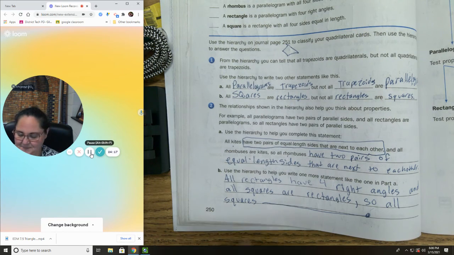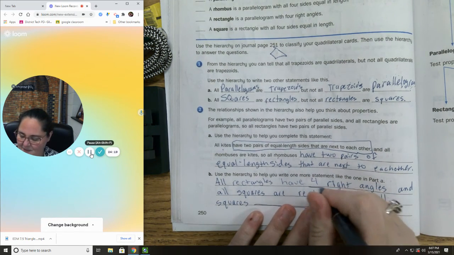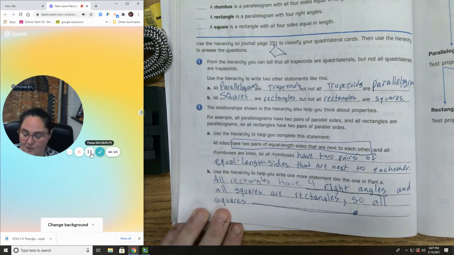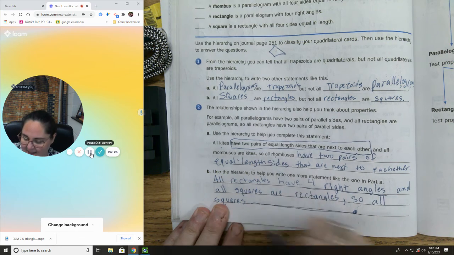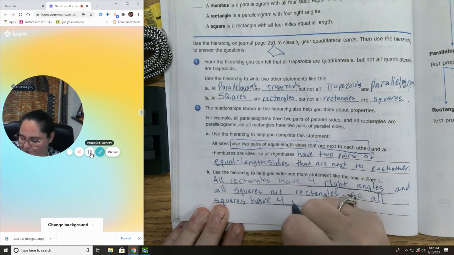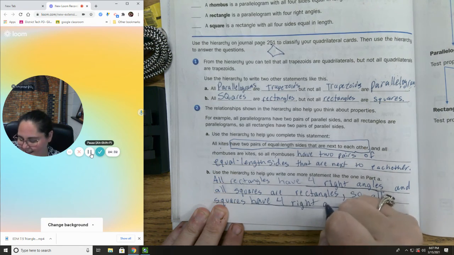All right. I'm going to use this to help me out. It says that all rectangles have 4 right angles. That means all squares must have 4 right angles.